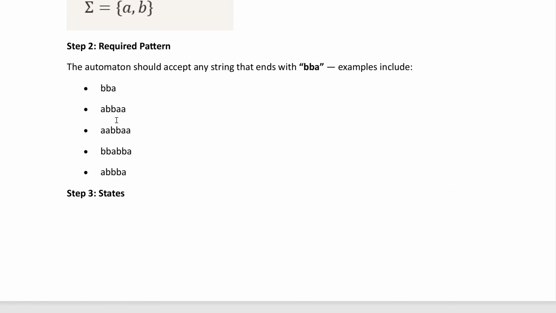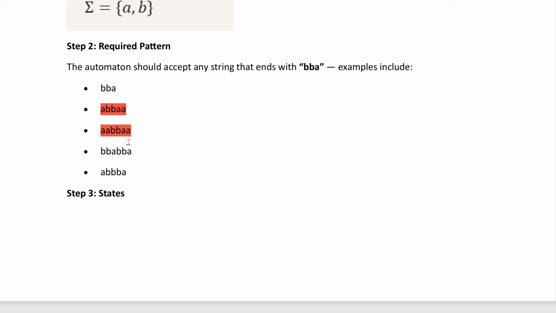In all these strings, we can see these are the strings which end with BBA. As you can see, this is also ending with BBA. This is ending with BBA. So this is not correct because it is not ending with BBA. This is ending with BBA. This is okay. This is also not correct. This is not correct. Let me highlight it as red. So let me mark which are not correct. So you have to exclude this because these are not ending with BBA.